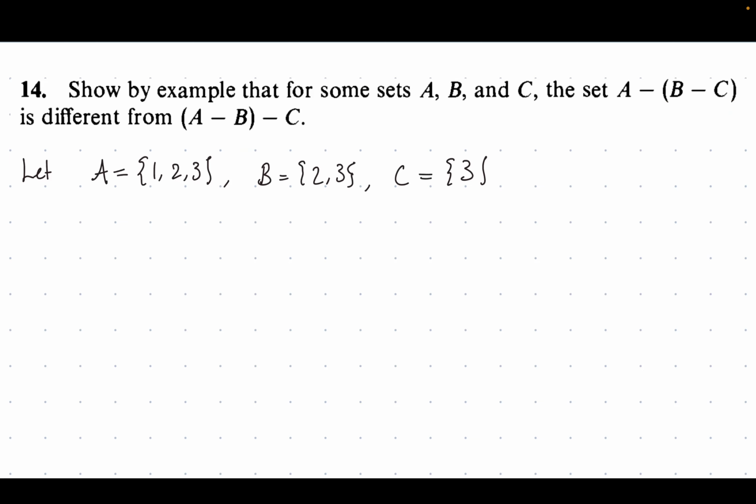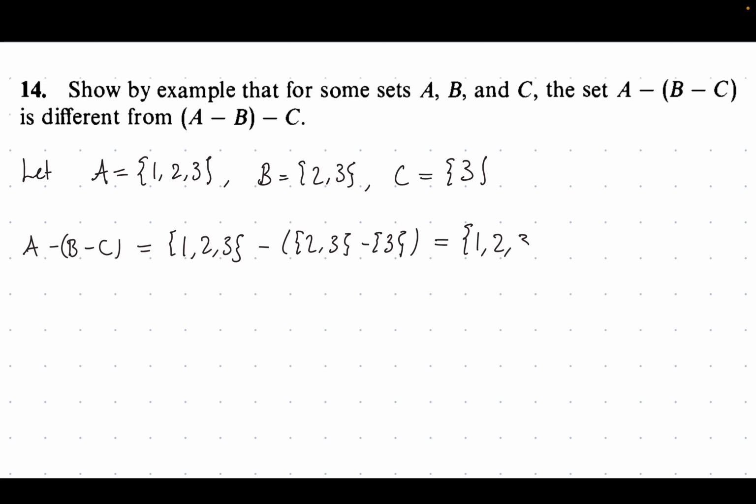So now let's look at what A minus B minus C is going to be. It's going to be the set 1, 2, 3 minus the set 2, 3 minus 3, which is equal to the set 1, 2, 3 minus the set 2, which is equal to the set 1, 3. I encourage you to verify this yourself.